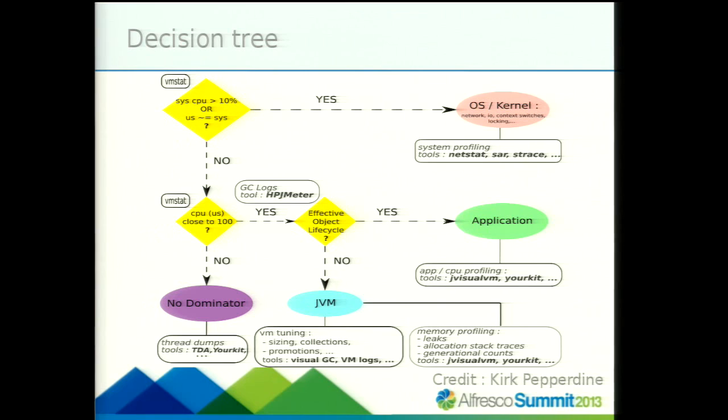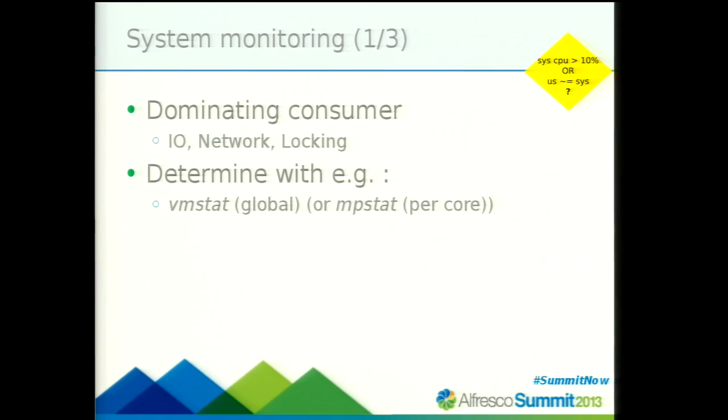So, for example, in the beginning, you want to use a tool that will tell you if the system CPU is above 10%, or if you have user and system about the same time, then you want to look at the kernel first, all the machine interactions. For that, you're going to need system monitoring. In this case, the dominating consumer would be I/O or network or locking. And you would determine that most likely using either vmstat or mpstat.